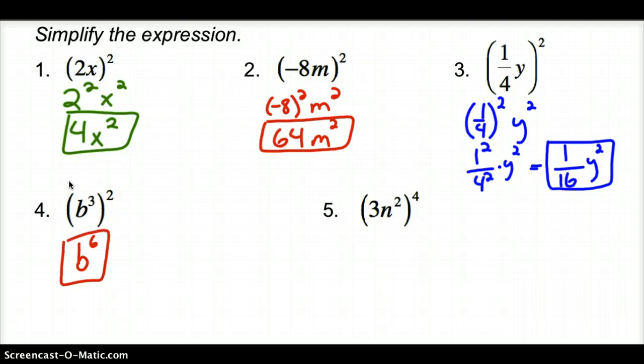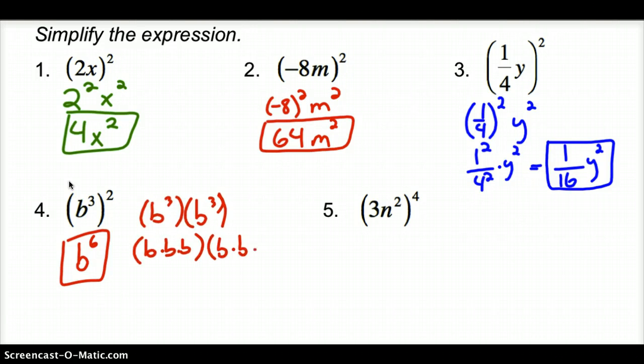So if I were to show my work on this, I may go, this is b cubed times b cubed, which is the same thing as b times b times b times b times b times b, right? And that would be b to the 6th power, okay?